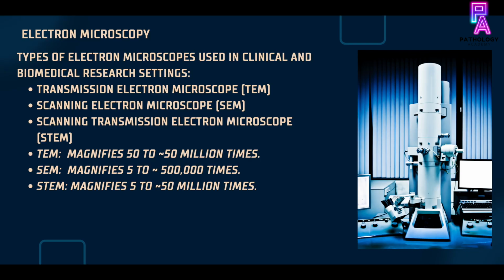Types of electron microscope. There are mainly two types of electron microscope, the transmission electron microscope and the scanning electron microscope. And sometimes the features are combined in a scanning transmission type electron microscope. Other types of electron microscopes are modifications of transmission and scanning electron microscopes. The transmission electron microscopes magnify 50 to 50 million times. The scanning electron microscope magnifies 5 to 500,000 times. And the scanning transmission electron microscope can magnify up to 50 million times.